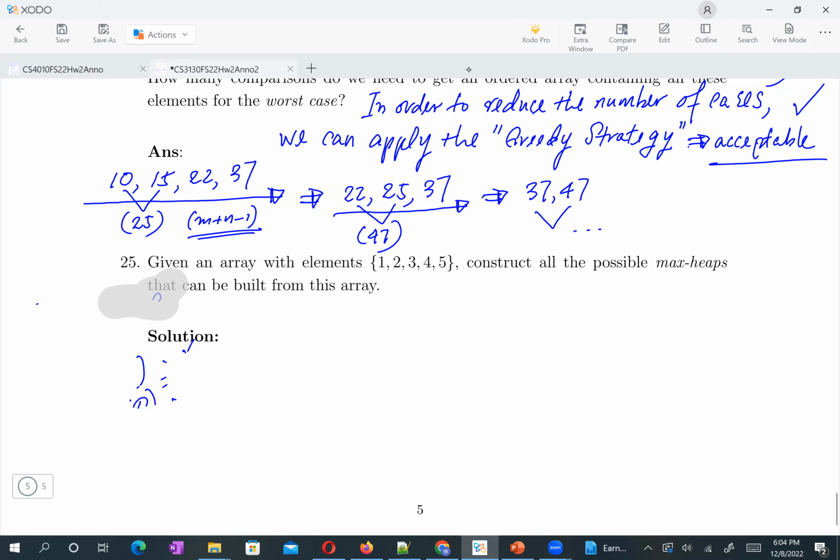All right. So the idea: we use the max heap structure here.